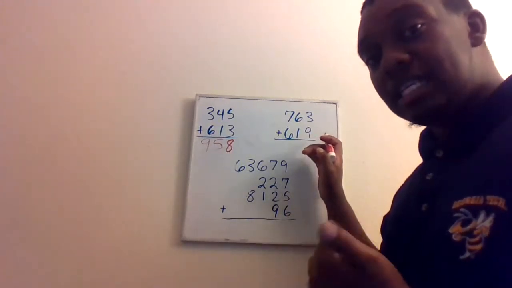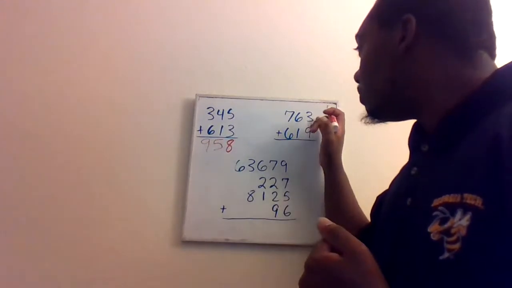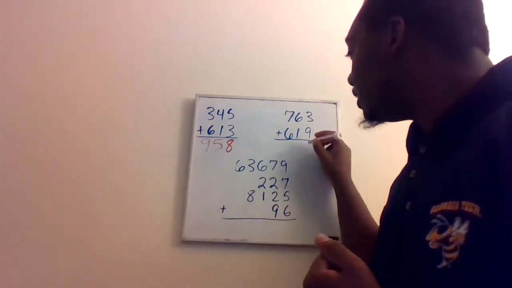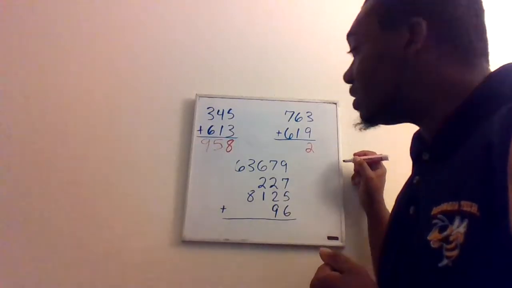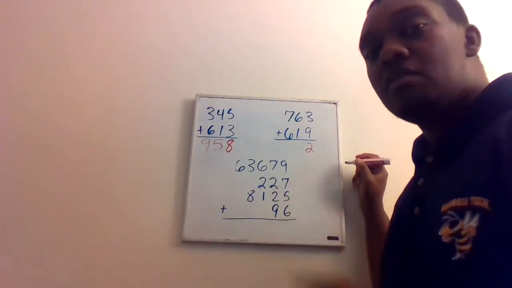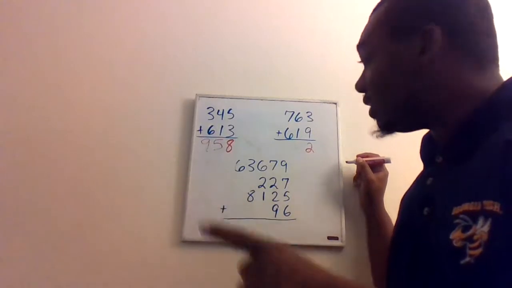We're not going to forget that 10 that's in there, though. So let's start off with the ones. So 3 plus 9 will give us a 12. So we'd have a 2 from the ones, and an extra 10 would move up to the next place value.